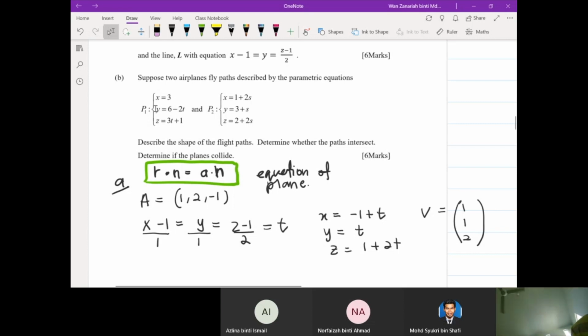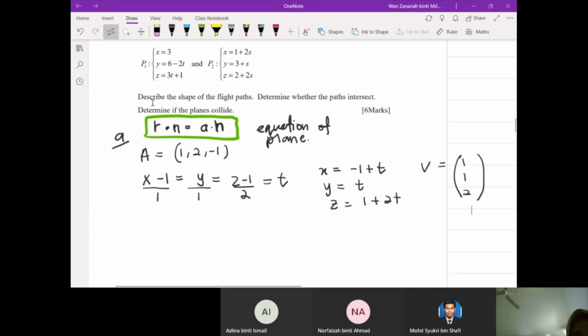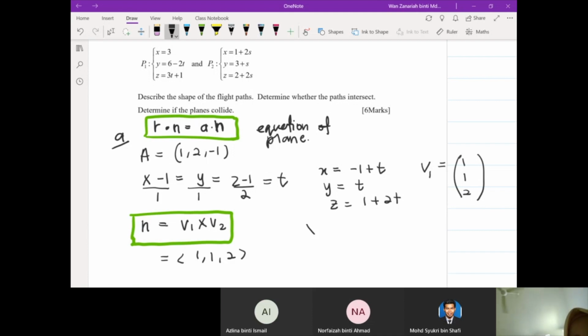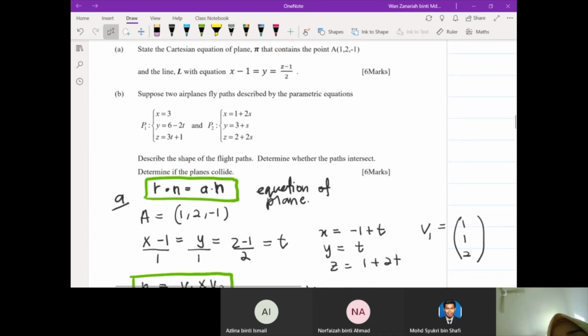Alright, so just now we said that in order for us to find the normal, we have to find the cross product of two vectors, V1 cross V2. V1 we already know, we have found here, (1, 1, 2). But we have not yet found V2. So in order for us to find V2, we need 2 points. We can take point A (1, 2, -1).